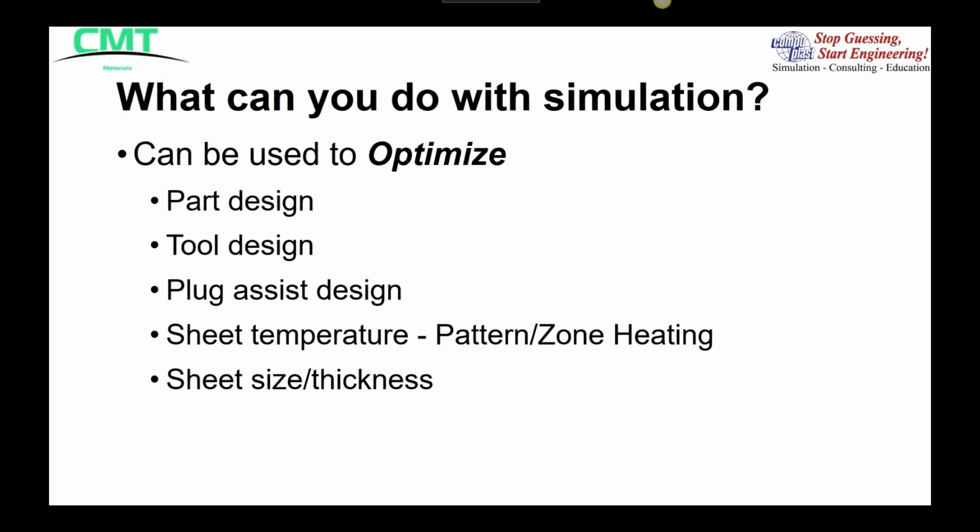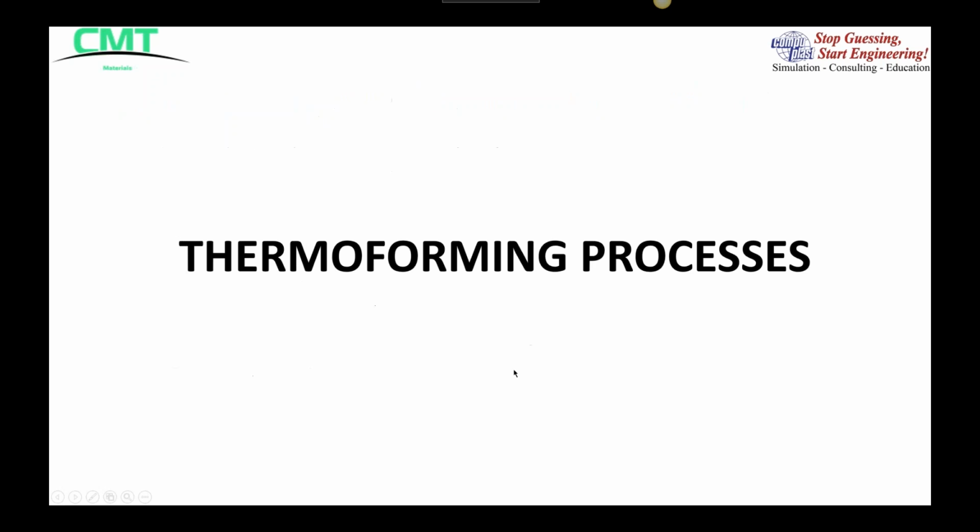Another area is sheet temperature optimization, particularly with larger parts where they do pattern or zone heating. You can use the simulation to determine the initial heat distribution or sheet temperature distribution that you need to achieve the most uniform final part thickness. And of course, selecting the initial sheet size and thickness can be determined and optimized through the simulation.